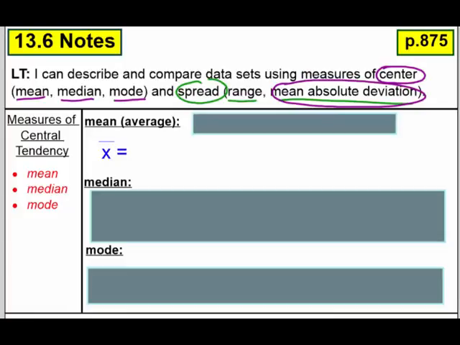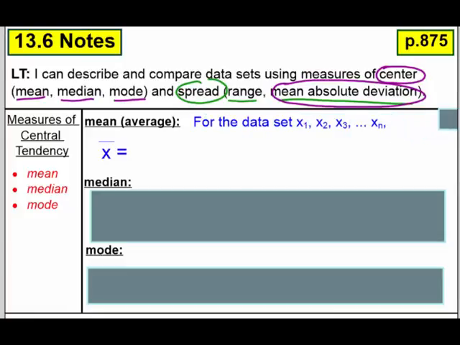Okay, so let's take a look at the 3 different measures of central tendency, measures of center averages. There are the 3 M's here: the mean, median, and mode. So mean, often called average too, would be for the data set x1, x2, x3, and so on, all the way to xn. Mean is usually given by this symbol, x with a bar above it, read "x bar." Whenever you see this symbol in a graphing calculator, when we do our graphing calculator activity, that actually means the average mean.